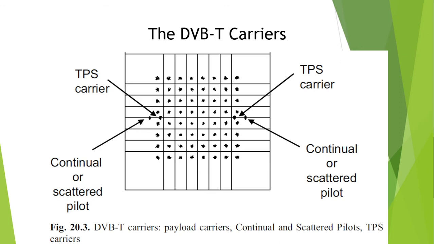DBPSK means a 0 is transmitted when the state of the TPS carrier changes from one symbol to the next, and a 1 if the TPS carrier phase does not change from one symbol to the next. If it changes, 0 will be transmitted. If it is not changing, 1 will be transmitted.